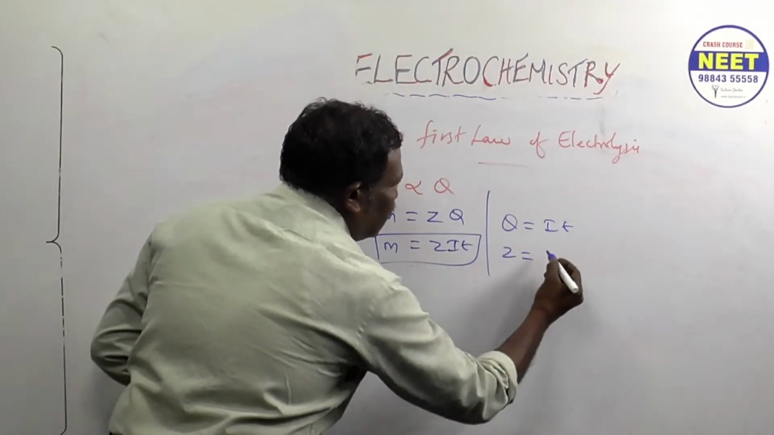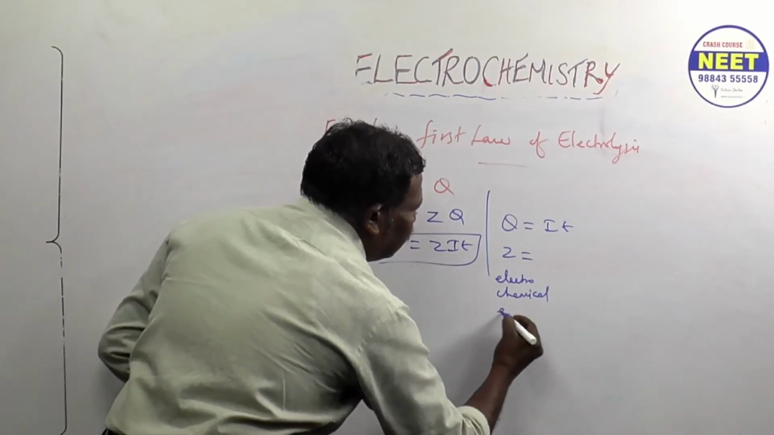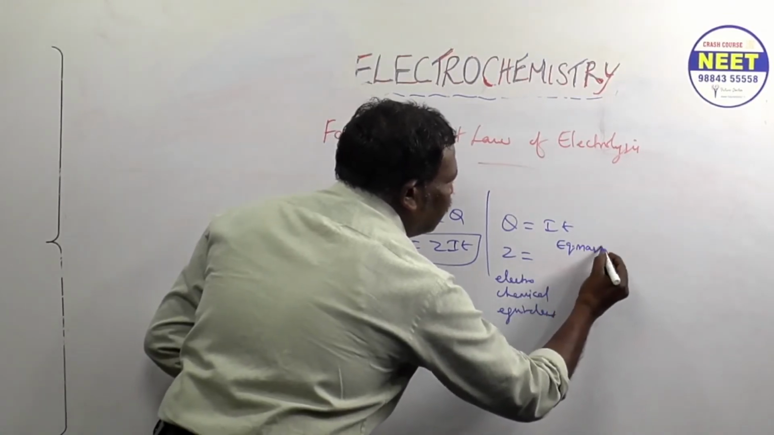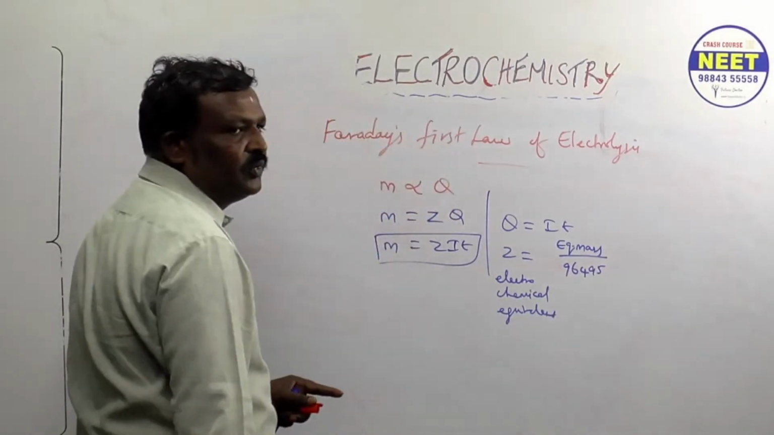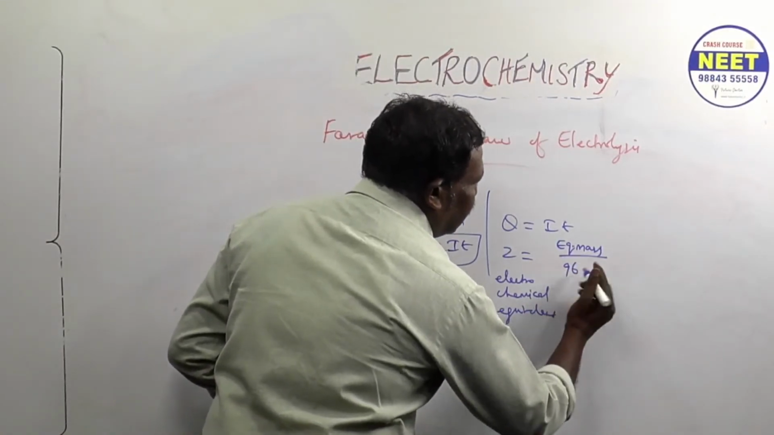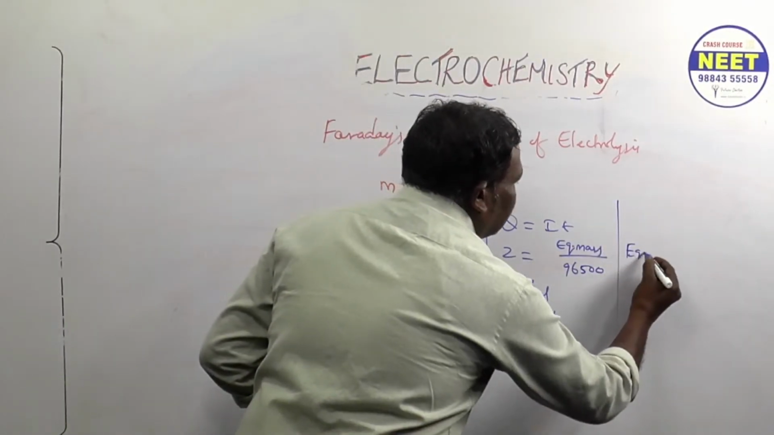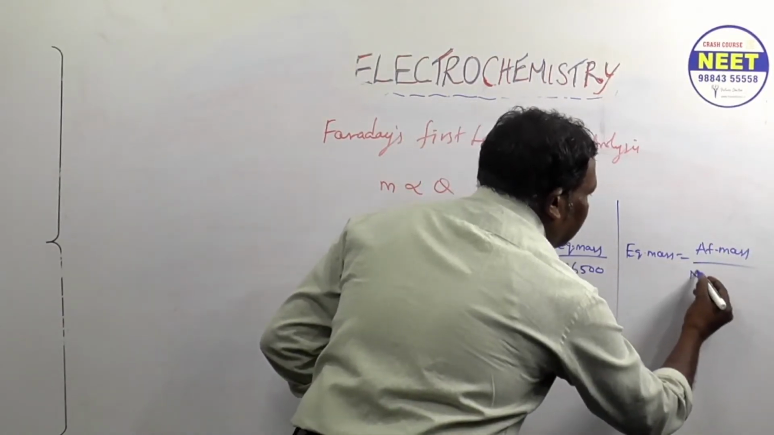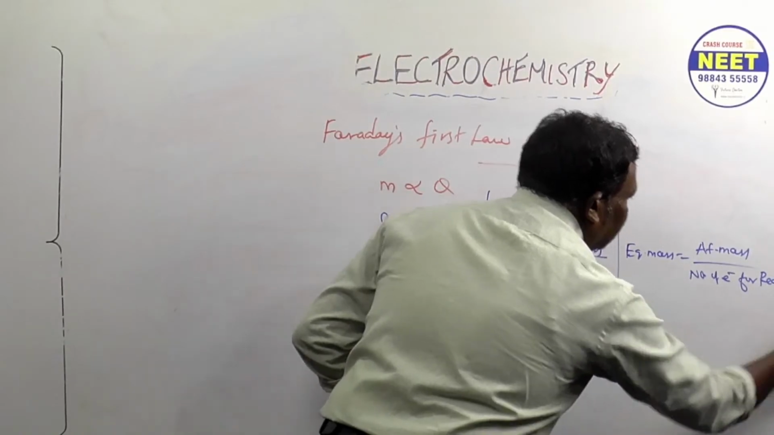Z is called electrochemical equivalent. The formula is a small one: equivalent mass by 96500 coulomb. Sometimes 96487 is given, no problem, I simply put 96500. Then equivalent mass is also one formula. What is equivalent mass? Atomic mass by the number of electrons for reduction. That's the formula. Understood?